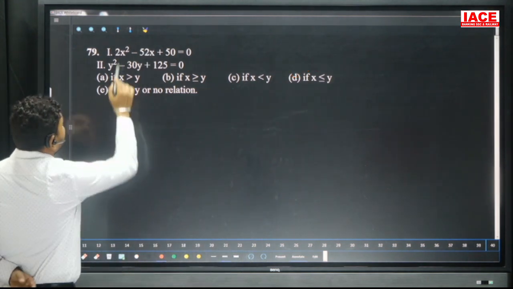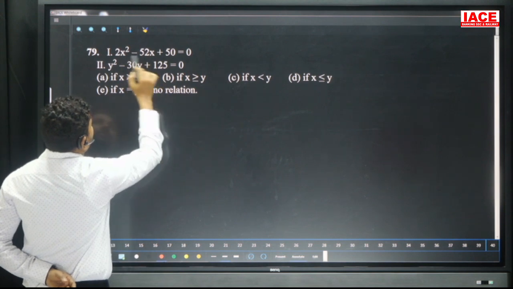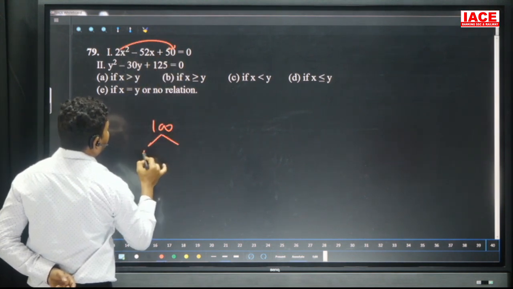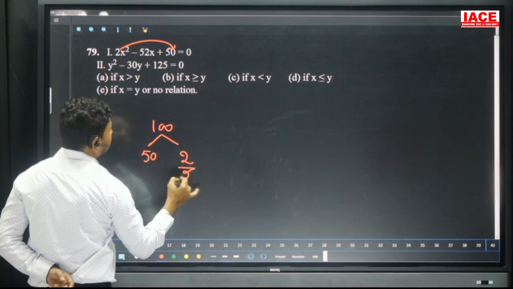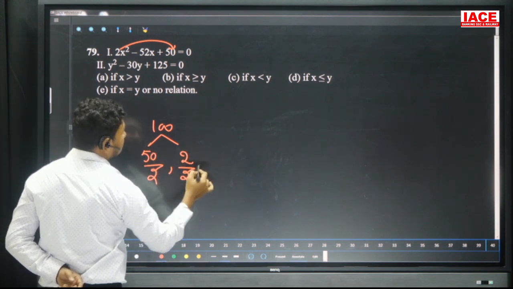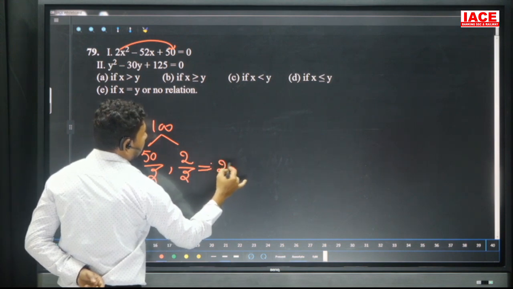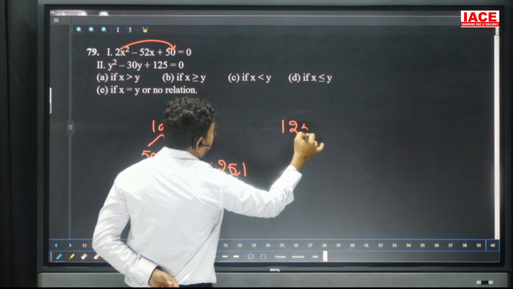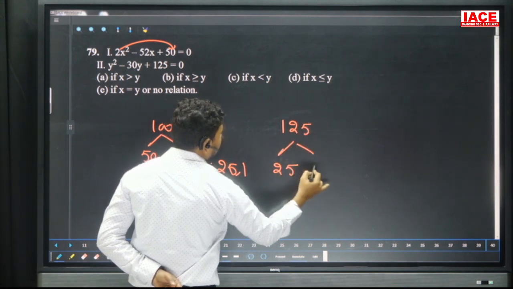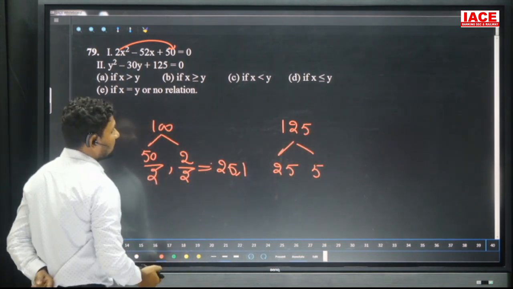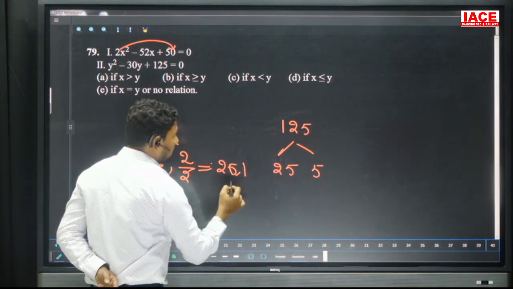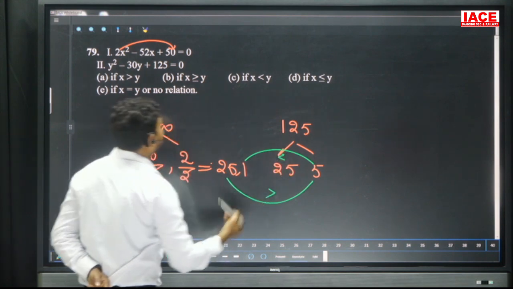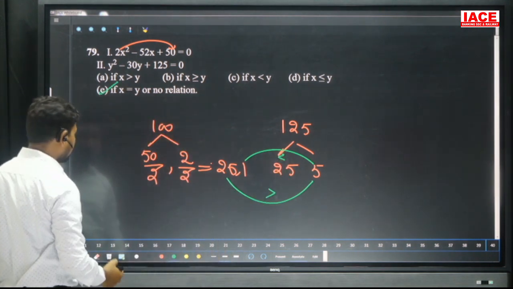Next, 2x square minus 52x plus 50 is equal to 0. 2 into 50 is 100. 100 also we can write 50 comma 2 and divide by 2. Then final factors are minus, minus always giving positive factors, 25 comma 1. And next, 125. 125 we are writing 25 5, and 25 plus 5 is equal to 13. And comparing the values here. So 25 to 5, 25 is bigger. 1 to 5, 5 is bigger. 1 less than, 1 greater than means the relation cannot be established.